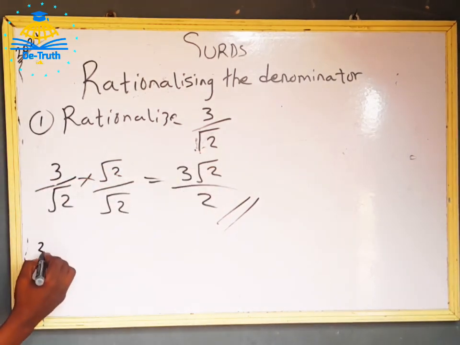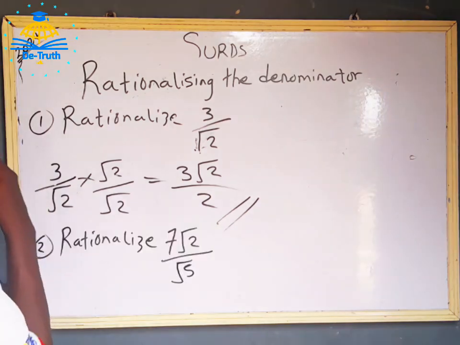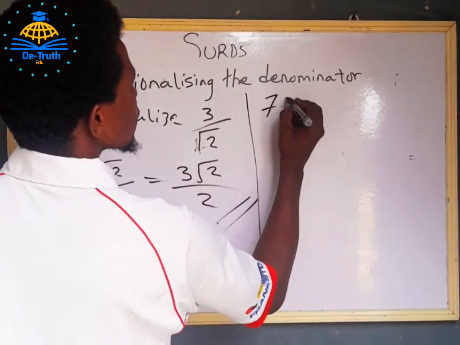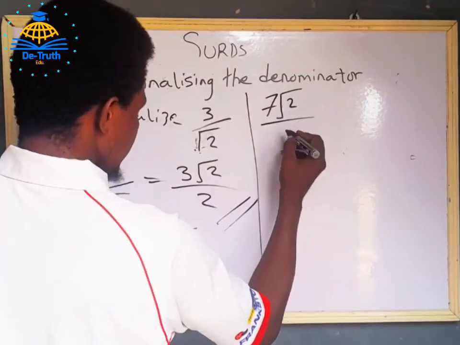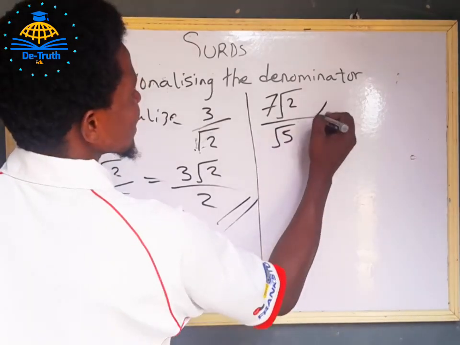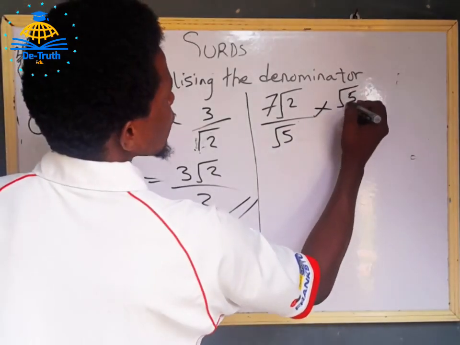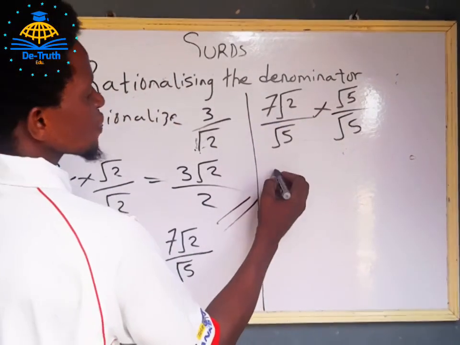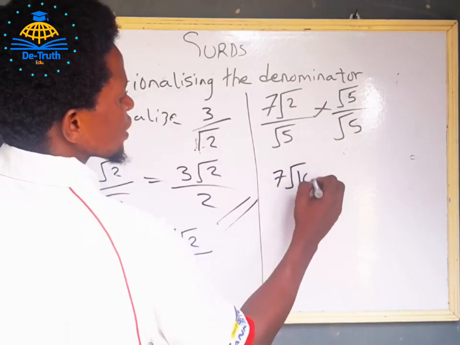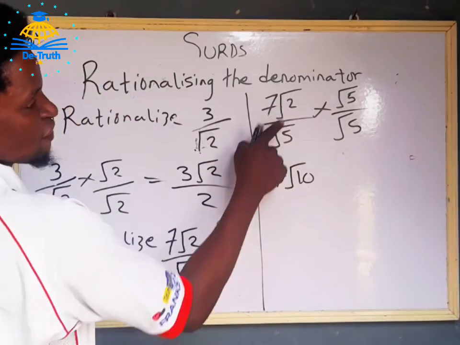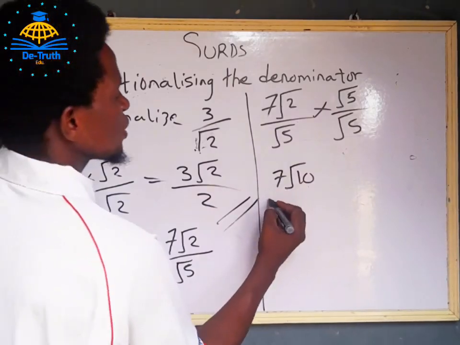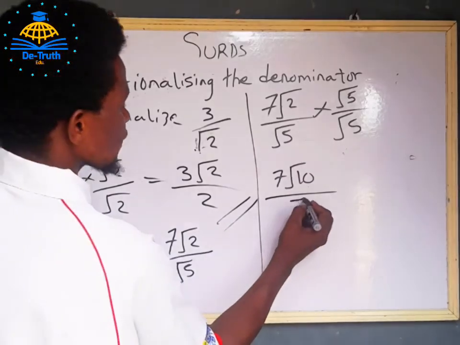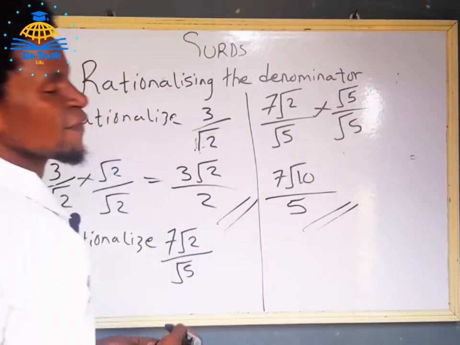Another example for us to have a better understanding. So what do we do? 7 root 2 divided by root 5 times root 5 divided by root 5. So 7 root 2 times root 5 gives us 7 root 10, don't forget we have 1 times 7. Divided by root 5 times root 5, that's root 25, and root 25 is 5. So now we have our rational number.